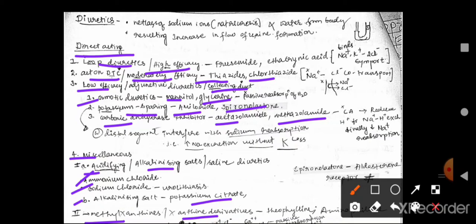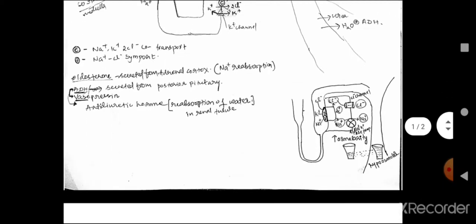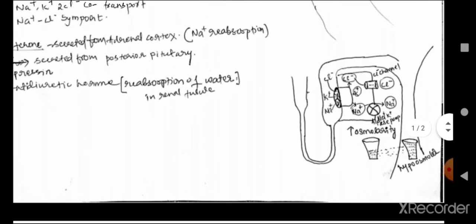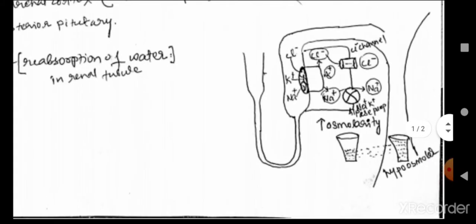In a nutshell, these loop diuretics act by binding the sodium potassium 2 chloride symport. This symport is present on the thick ascending loop of Henle. Before going to the exact mechanism, if we are thorough with the normal physiology which is occurring in the body, then it is easy for us to understand the mechanism of action of these loop diuretics. Now let us look at this diagram.